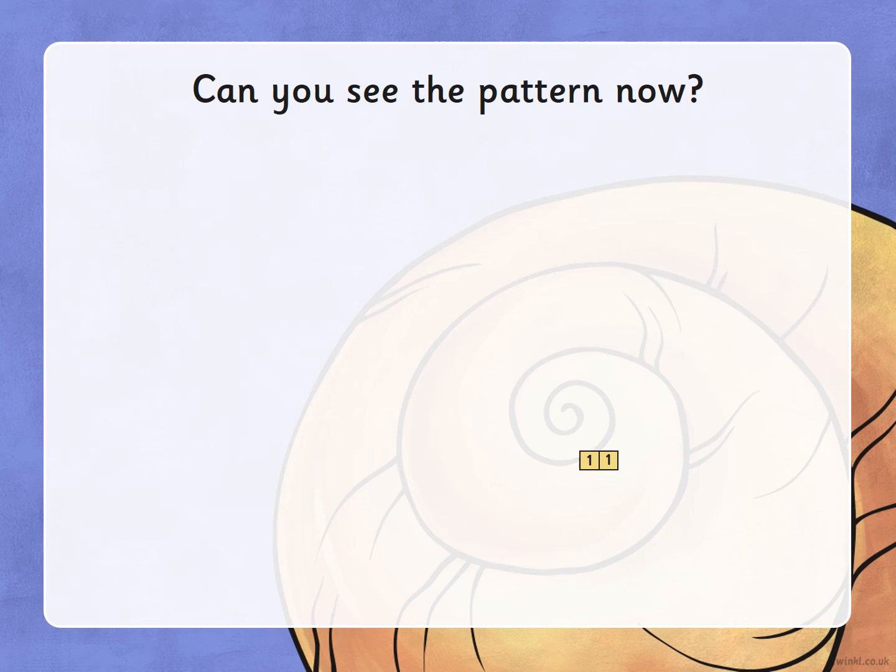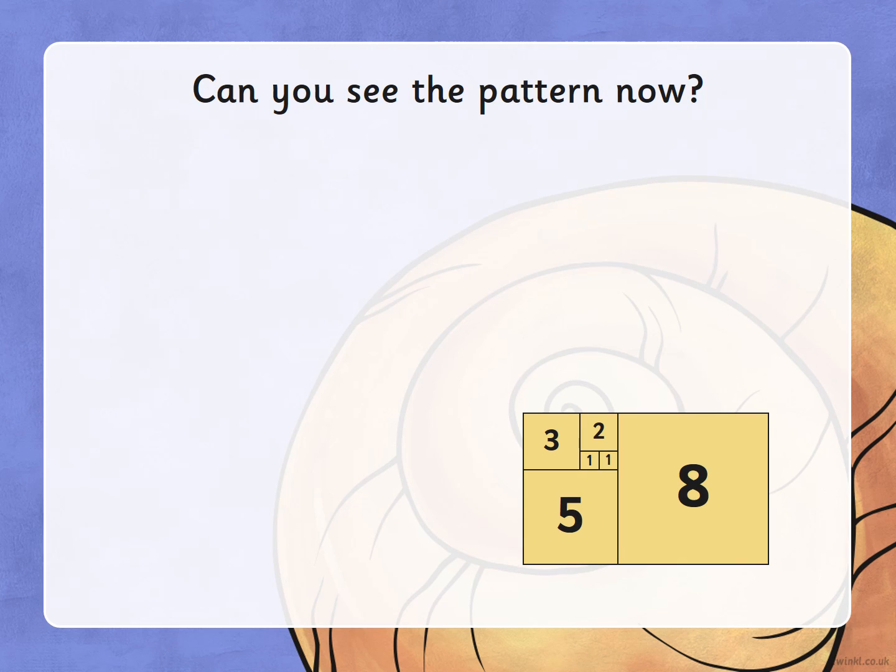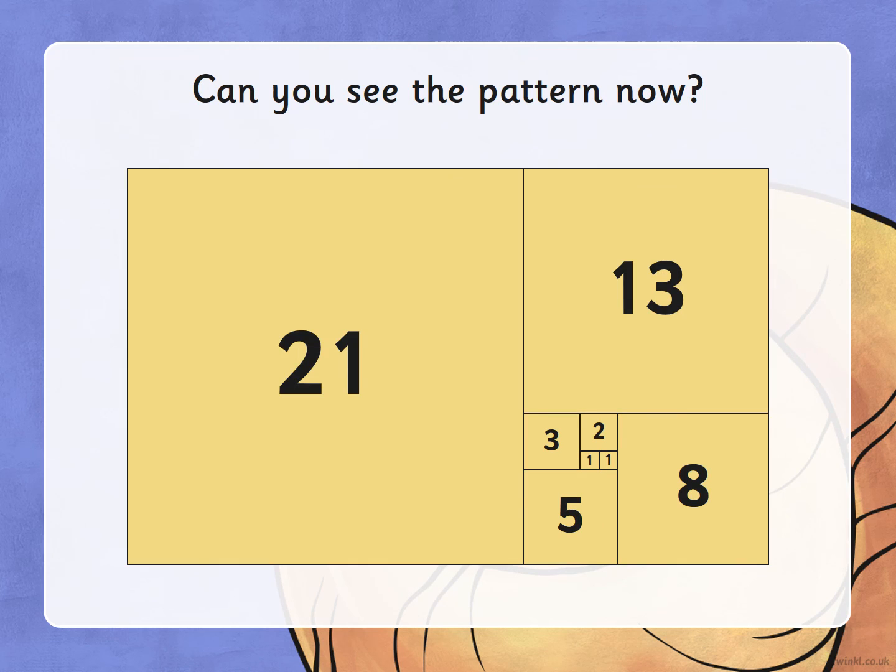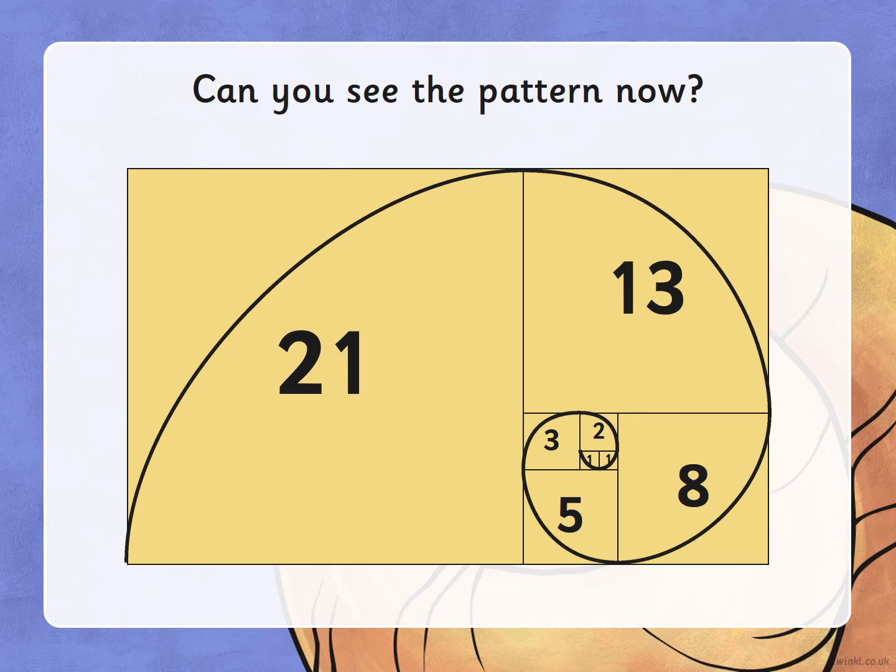Let's see if you can see the pattern now. So 1 and 1 makes 2, so therefore the 2 is above. 2 and 3 makes 5, so we put the 5 below. 5 and 3 make 8, so the 8 goes to the right. So then we add 5 and 8, which makes 13, and then 13 goes above the 5 and the 8. Then we add 13 and 8, which is 21, and that goes to the left.